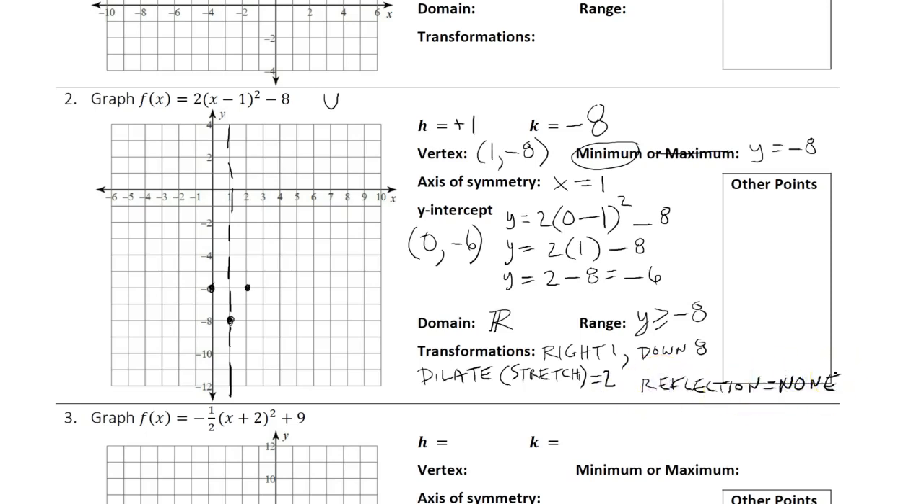The pattern for the other points is 2 times 1 equals 2, over 1 and up 2. 2 times 4 equals 8, over 2 and up 8. 2 times 9 equals 18, over 3 and up 18, which is off the graph. Draw a smooth curve.